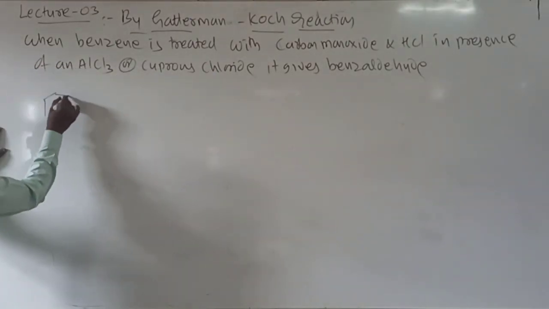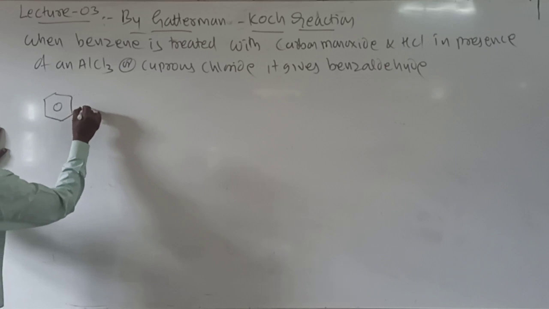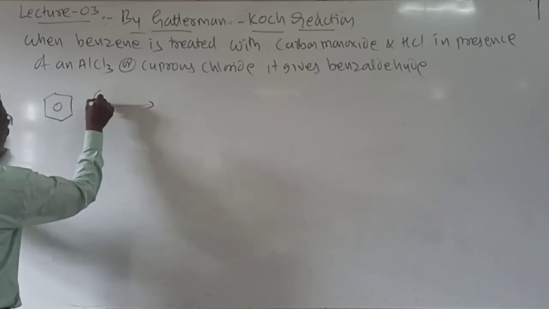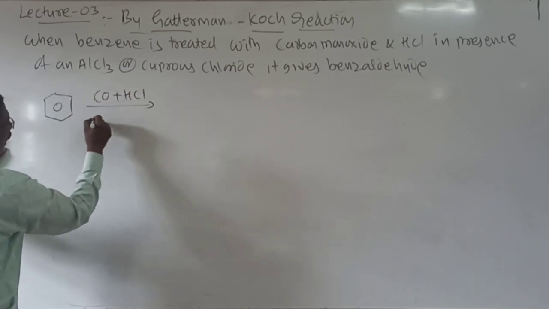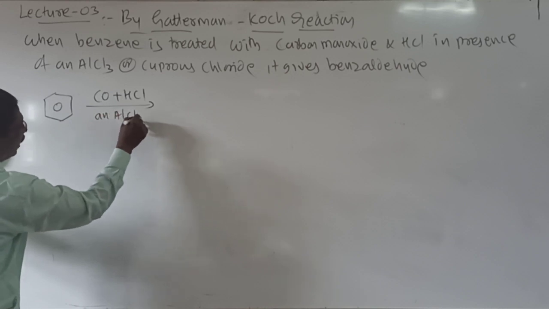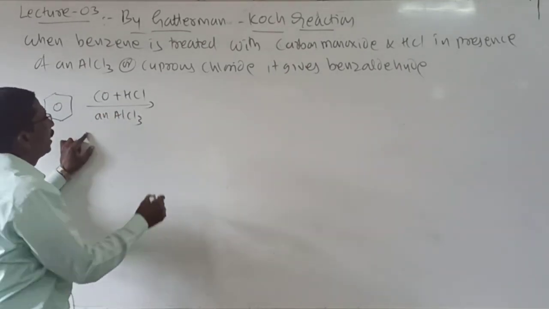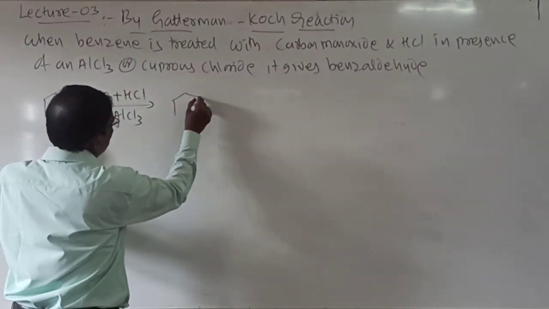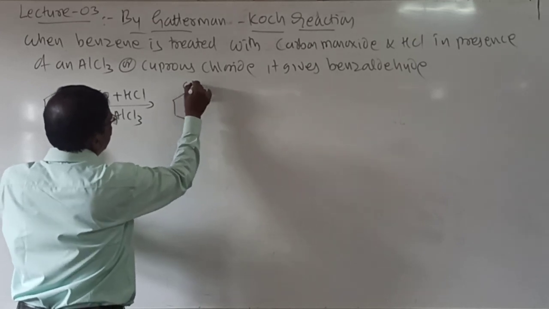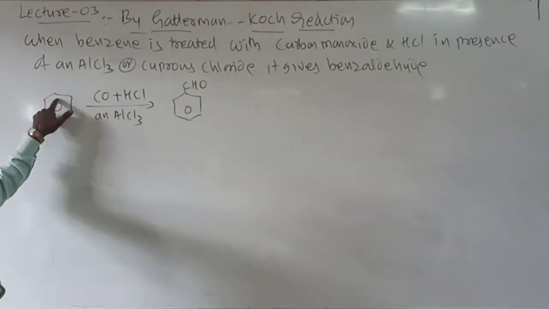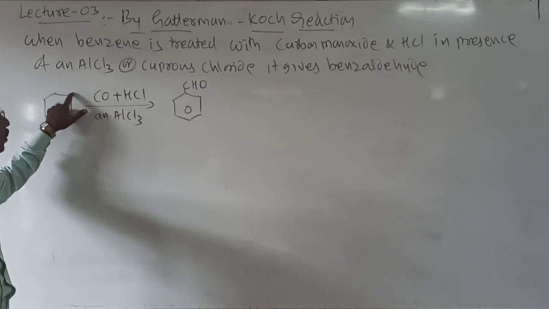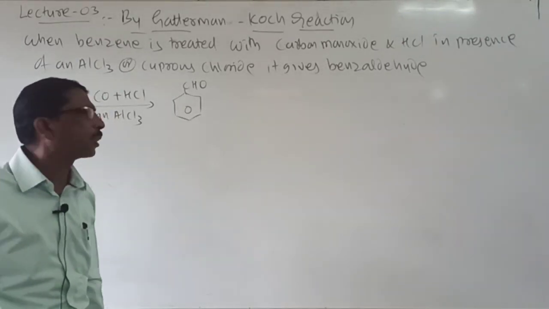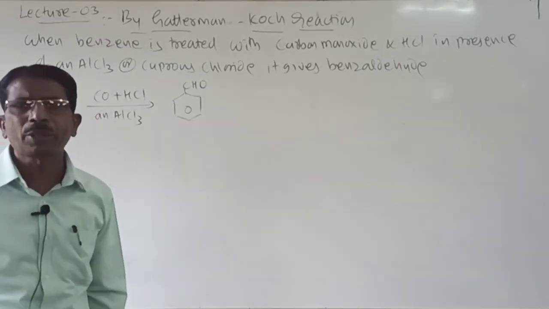So write the benzene ring. It is treated with CO and HCl in presence of anhydrous aluminum chloride, and then it forms benzaldehyde, CHO. So here H is there and it forms CHO. Here aluminum chloride acts as a catalyst. It is called the Gattermann-Koch reaction.